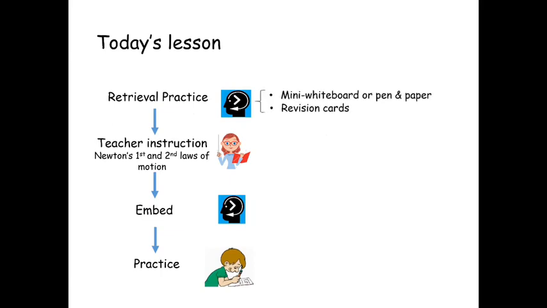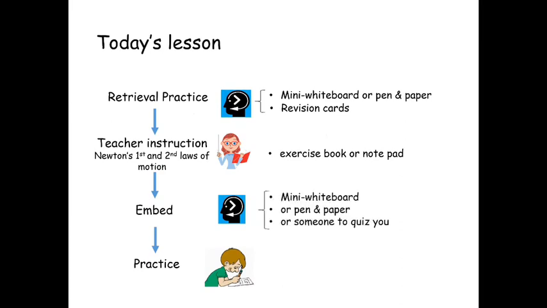What you're going to need is a mini whiteboard or a pen and some paper, possibly some revision cards for the retrieval practice, an exercise book or notepad to write down the new content, a mini whiteboard, pen and paper, or someone who can quiz you for the embedding, and an exercise book or notepad again for you to complete the practice work. Pause the video and get yourself organised.